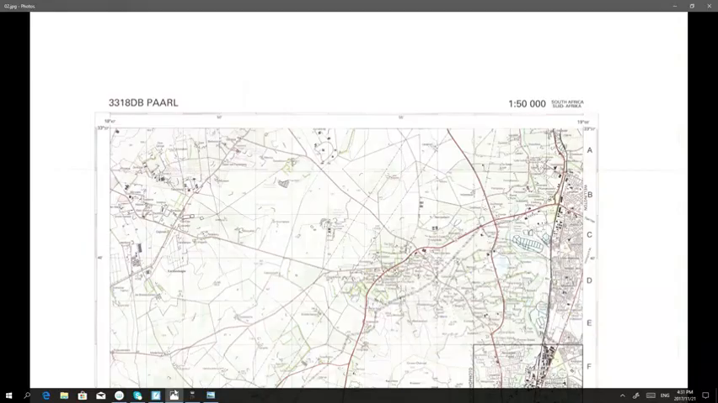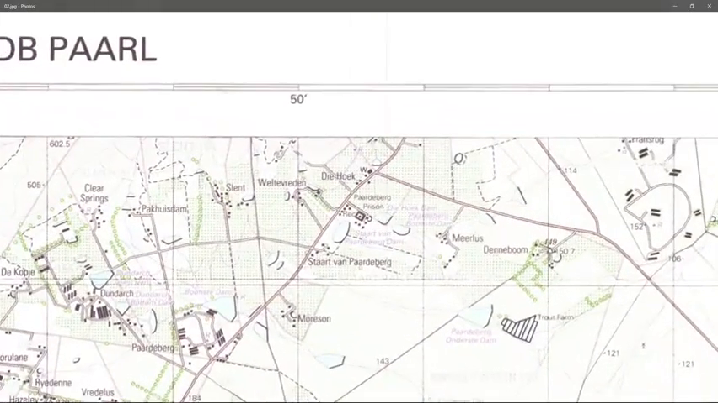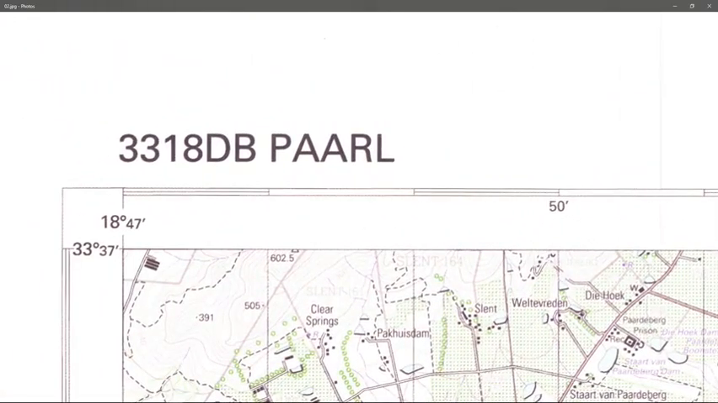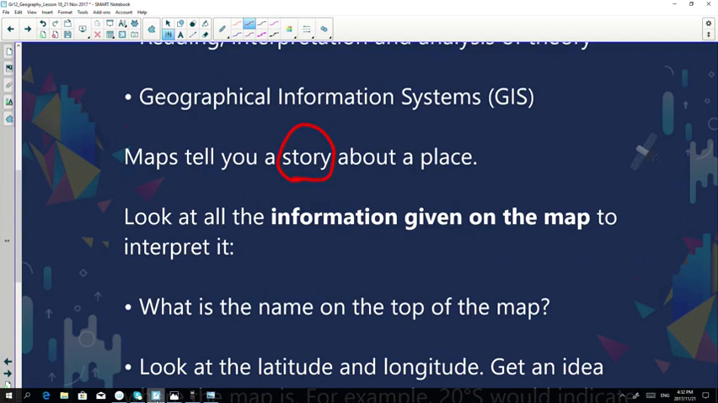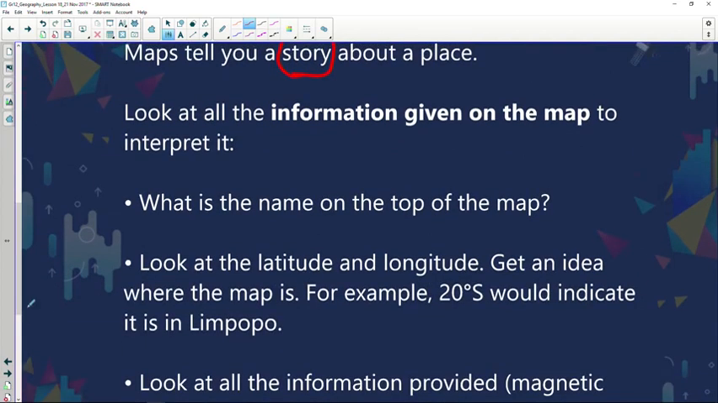Now, a lot of information and clues you can get from the type of map that we use. If we look at this map over here, the map that we're going to use today is the Paarl map. So on your top left hand side corner, you've got the name of the map that we're going to use. If we look at the second information that we can gain from the map, if we look at the latitude and longitude, it shows you that it's situated in South Africa.